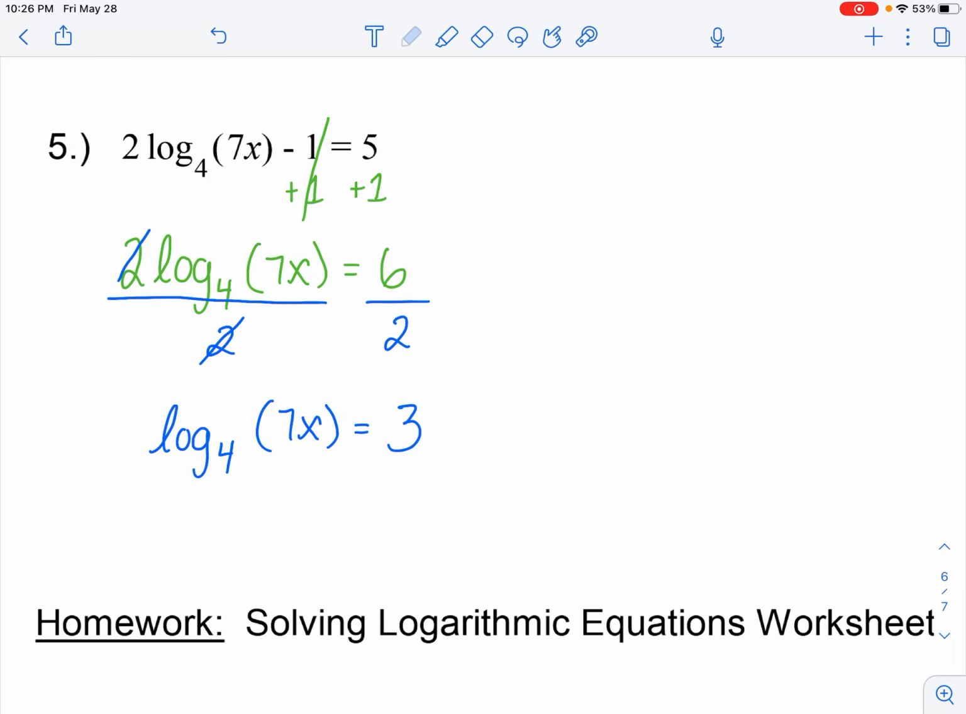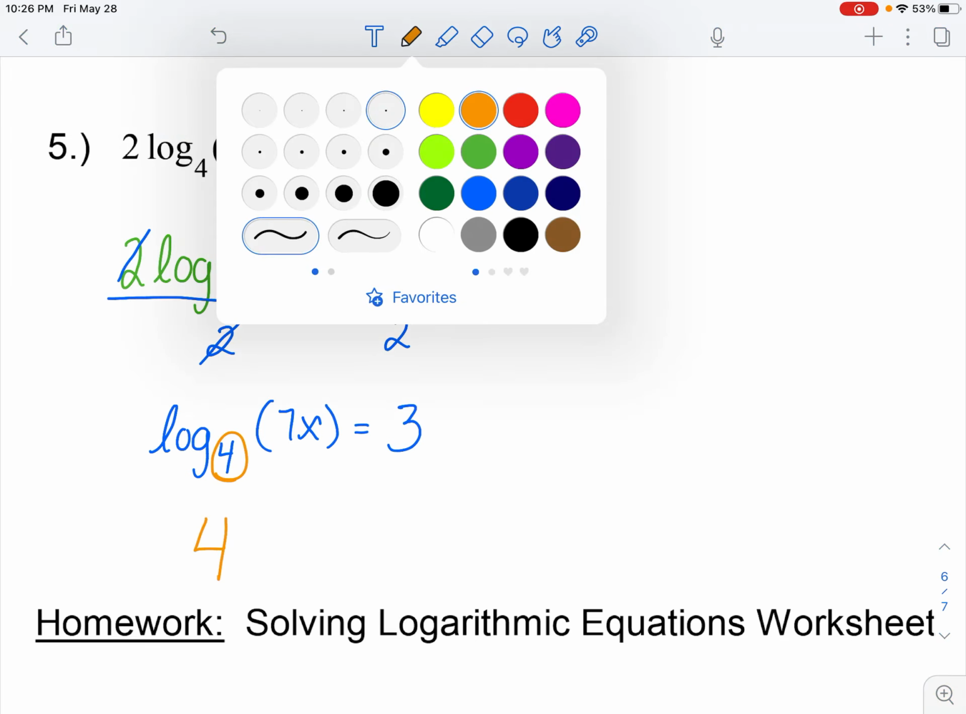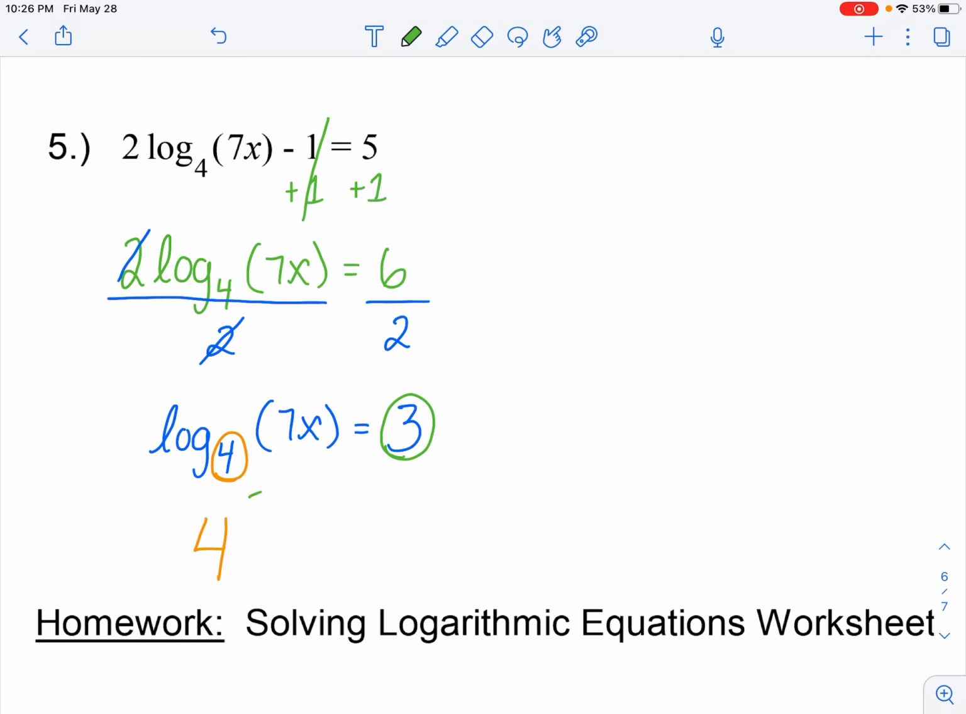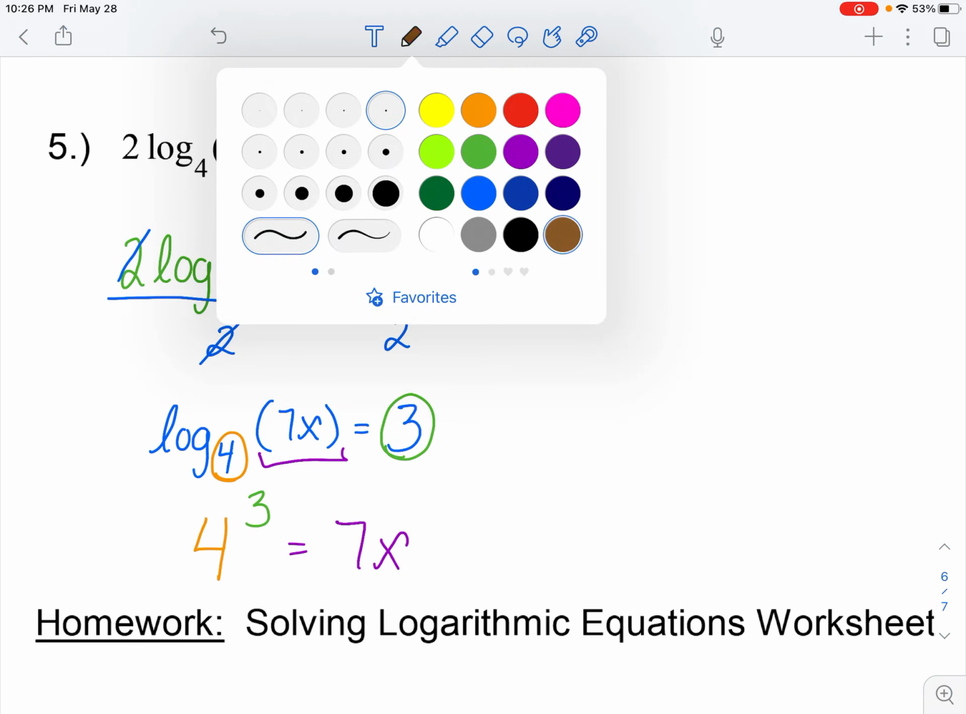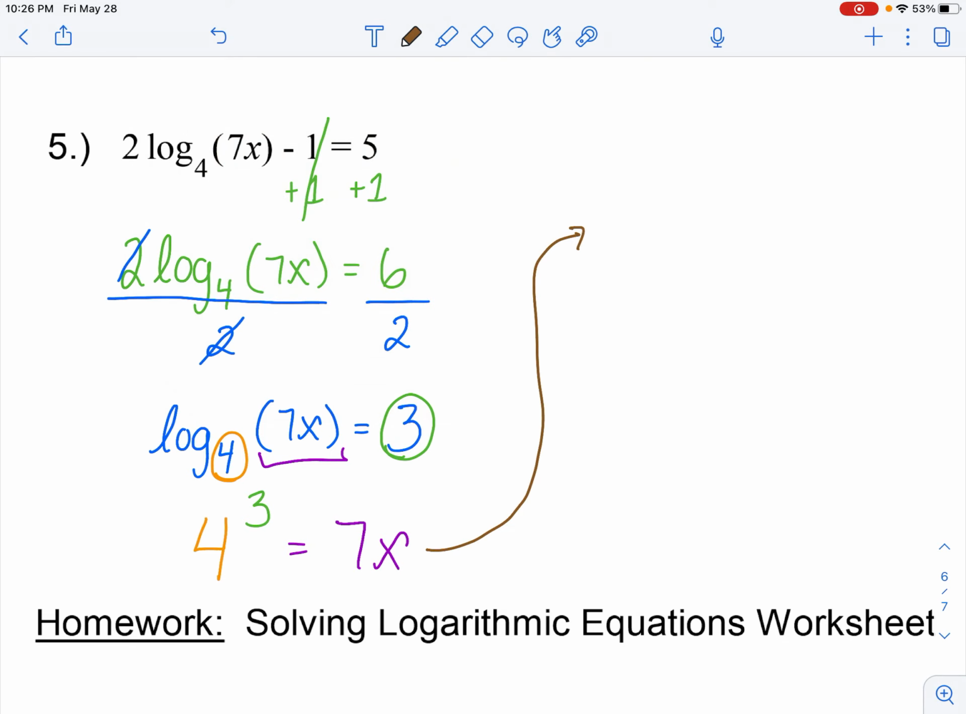And now we're going to convert to exponential form. So the base is 4. The exponent is 3. And the argument is 7x. And then over here, 4 to the 3rd power, 4 times 4 times 4 is 64, is equal to 7x. I'm going to divide out the 7 and get a funky fraction. So I'm just going to leave that as 64 over 7 because there's no common factor between 64 and 7.